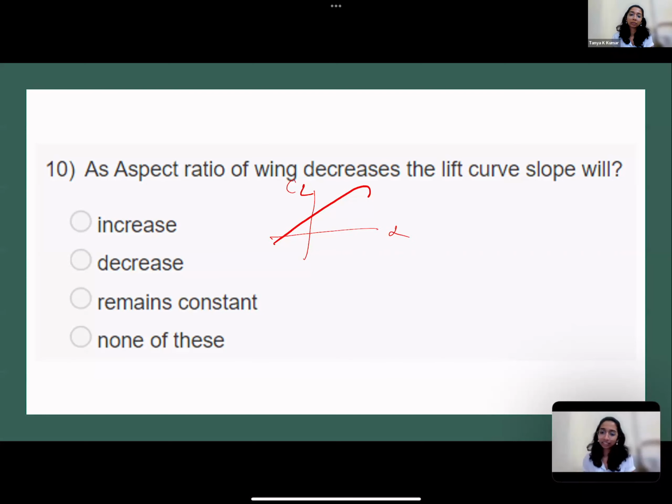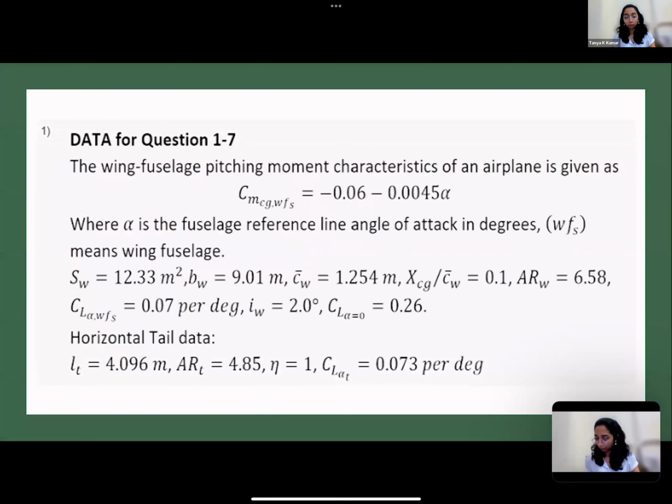We've discussed this question multiple times. You've submitted this assignment. Okay. So it will reduce. So this is aspect ratio infinite. So this is something like 15. And it reduces to 10. The slope keeps reducing. We have dealt with this multiple times. So this is how the lift curve slope changes when the aspect ratio decreases. So slope decreases. Okay. Now we move on to week 2.